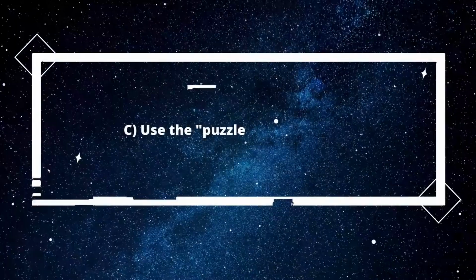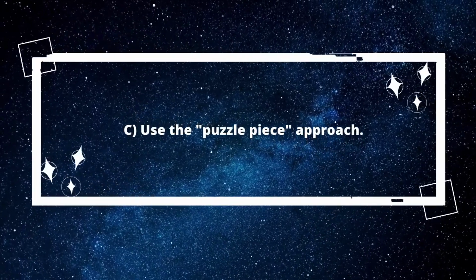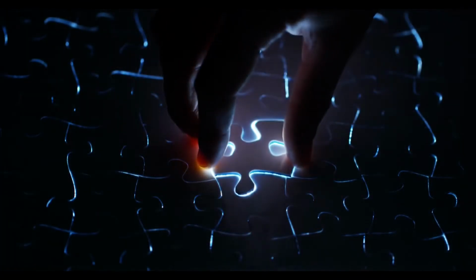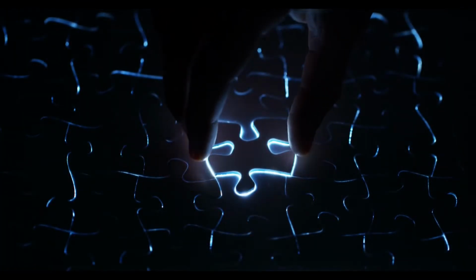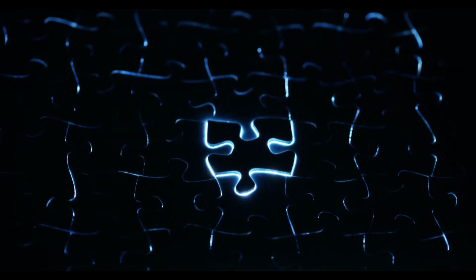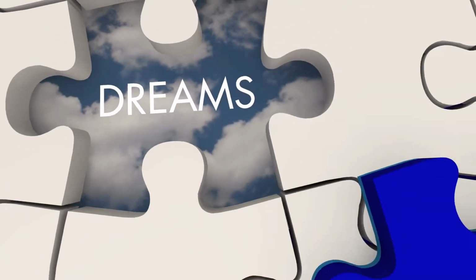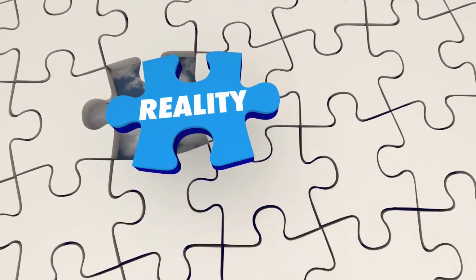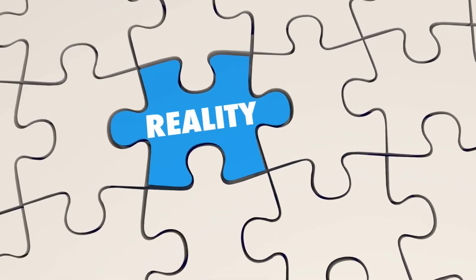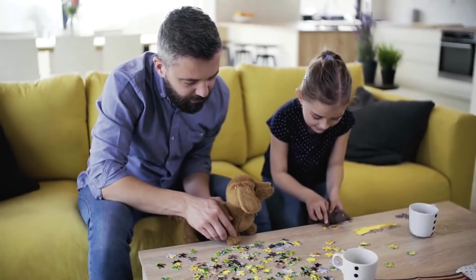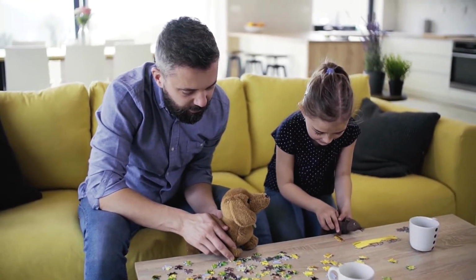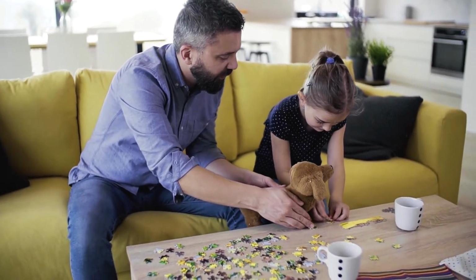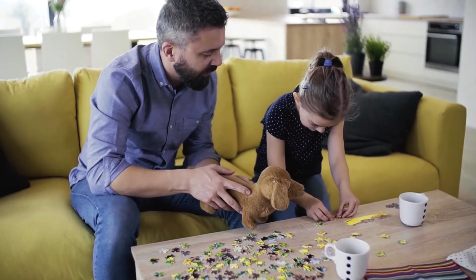The third way to work with the journal is to use the puzzle piece approach. You know how a puzzle piece has a distinct pattern and it can fit only in a specific place and nowhere else? The same applies to dreams in relation to your life. Try to match puzzle pieces with waking life situations. Break down the dream into its basic components and see if any of it fits with real life situations.